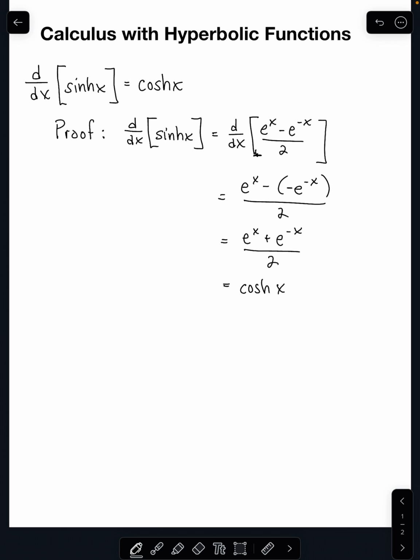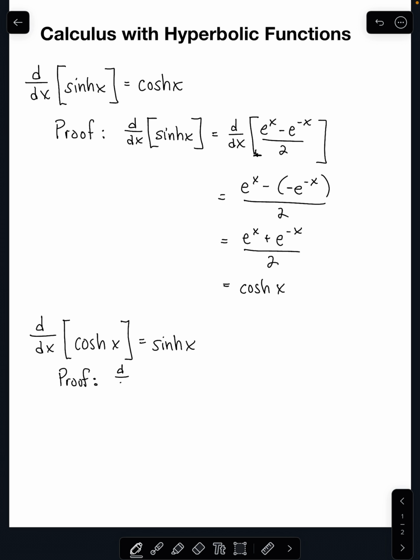Now, lest you go thinking this is all 100% like the trigonometric functions, we should now look at the derivative of hyperbolic cosine of x, which, as we're going to see, is not negative hyperbolic sine of x. It is simply hyperbolic sine of x. We do not pick up a negative sign as we would have with trigonometric functions. And again, the proof is easy enough.